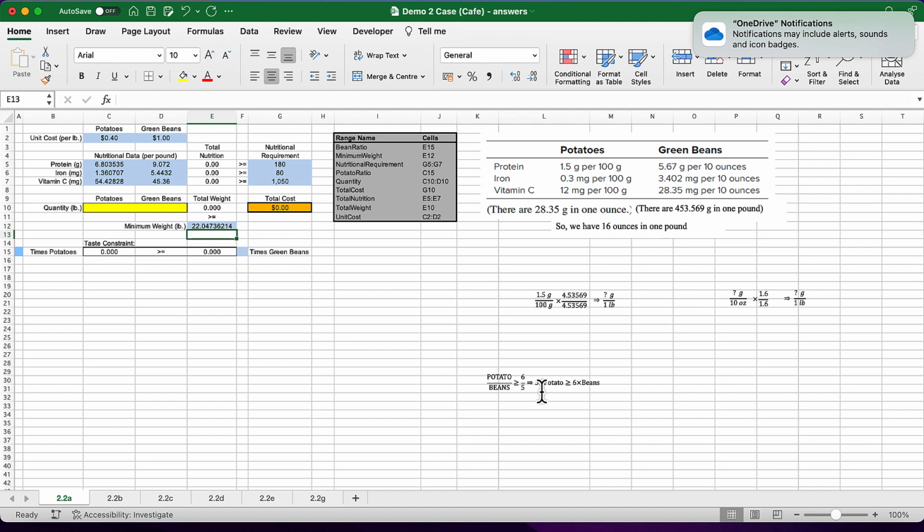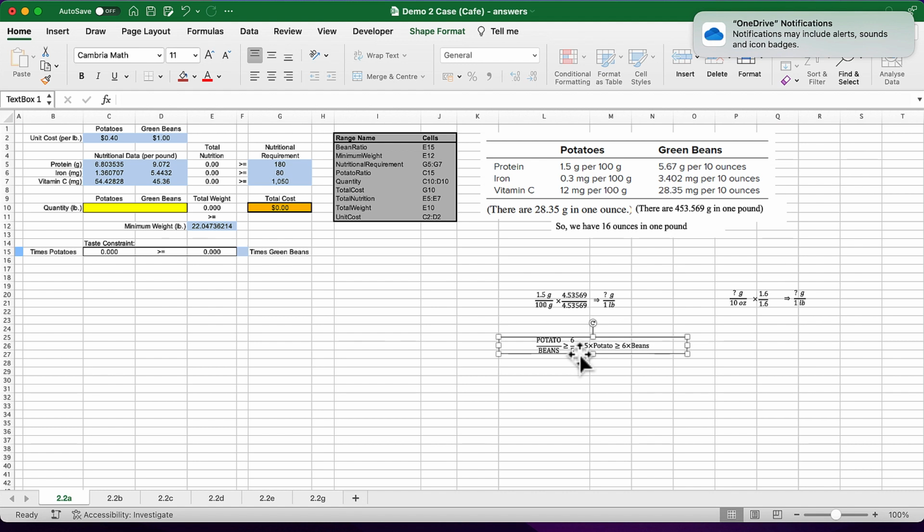And the last item is actually the taste constraint, which is recommended by the chef Edson Brenner. He recommended that the weight of the potato over the bean should be at least 6/5, which basically converts into 5 times potato must be at least greater than or equal to 6 times bean. So we're pretty much done in terms of populating our spreadsheet.